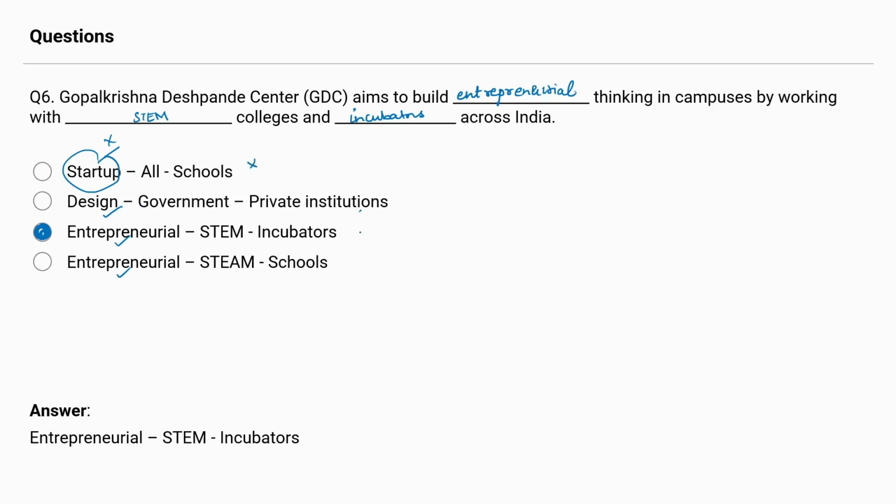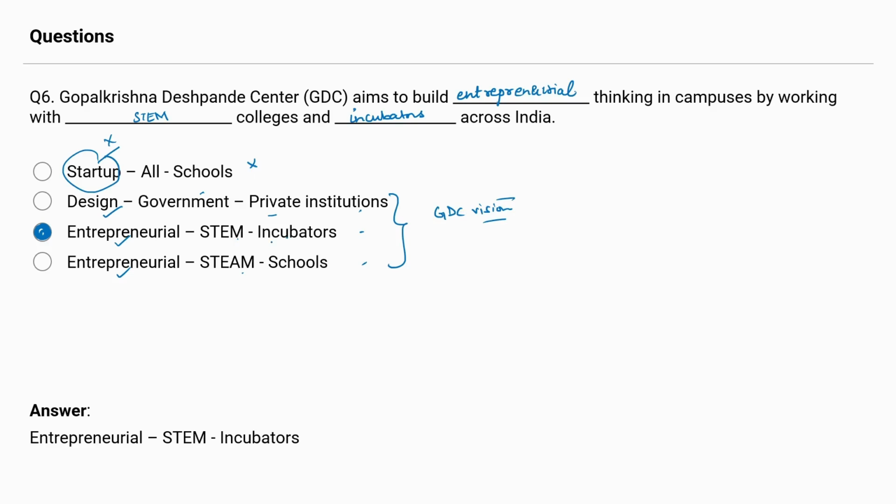Now, if you see these other options, with government colleges and private institutions, with STEM, incubators, STEAM. You will be able to answer this only if you have gone through the content and GDC's vision. This is something which is very critical. This can be addressed only if you are going through the content. Otherwise, it's very difficult to figure out the other two responses.